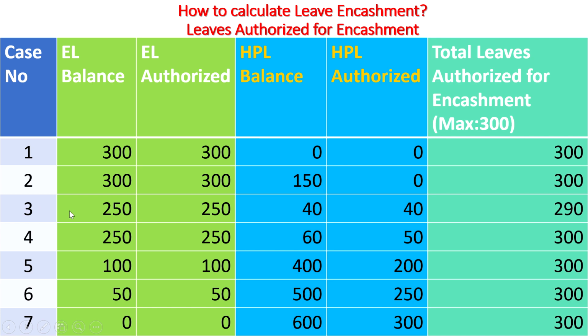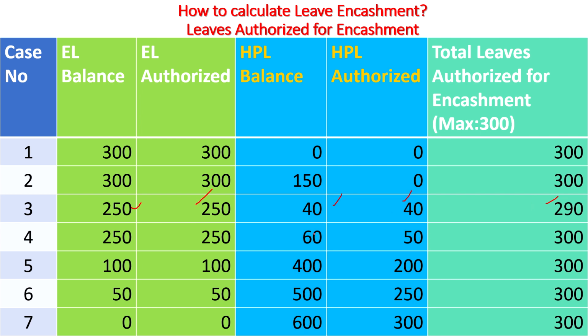Now let us see the third case. The government servant has 250 EL balance, so the authorized will be 250. First we check the EL balance, and if it is less than 300, then we see the HPL balance and check that the total does not exceed 300. Here EL is 250 and HPL balance is 40 only. So the authorized HPL will be 40, because 250 plus 40 is 290 only. It is less than 300, so it is okay.